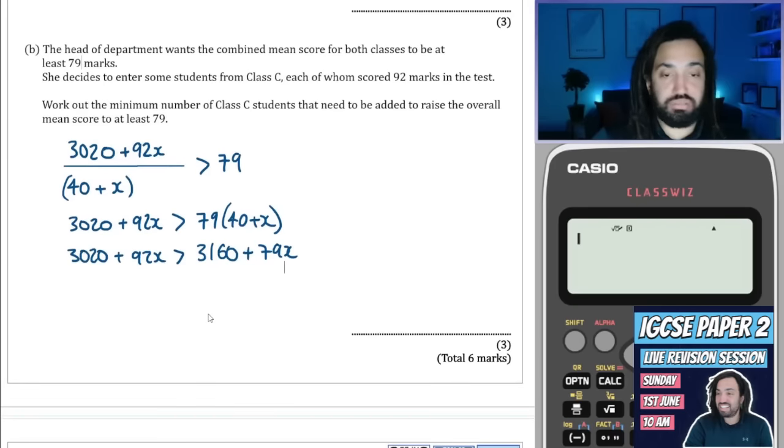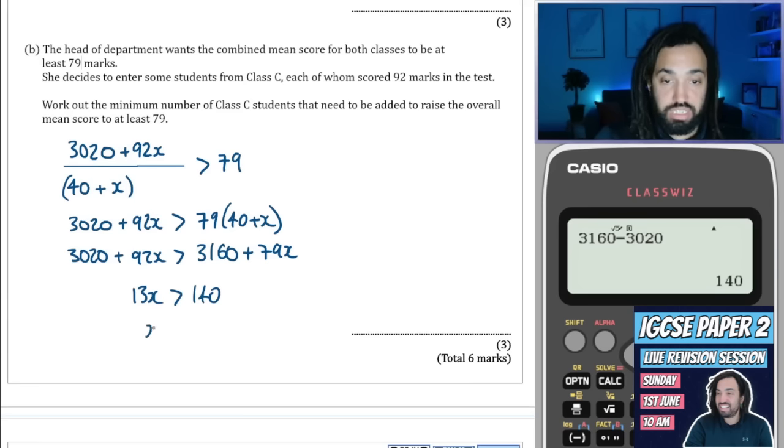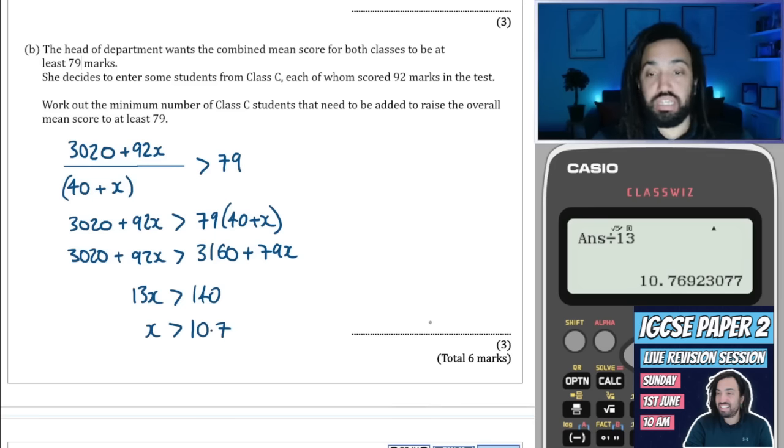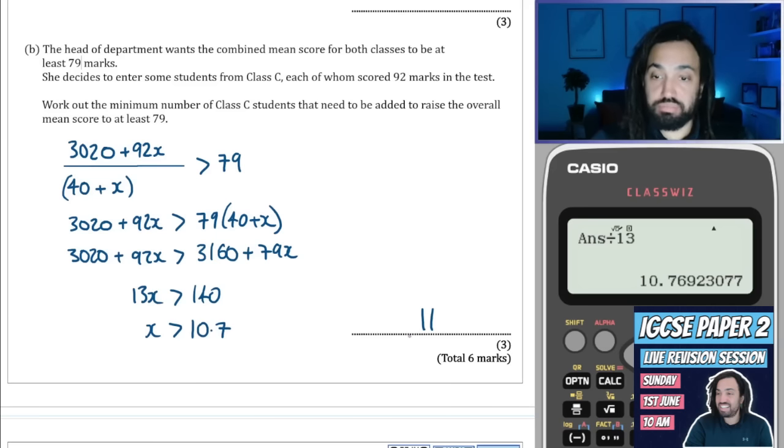Okay, great. So now let's solve this equation. We'll subtract 79x from both sides. So we'll do 92 minus 79, gives us 13x on this side. And then we'll subtract 3,020 from both sides. So minus 3,020, that gives 140. Great, so x needs to be at least 140 divided by 13, which is 10.7. So we're going to need at least 11 students to be added.